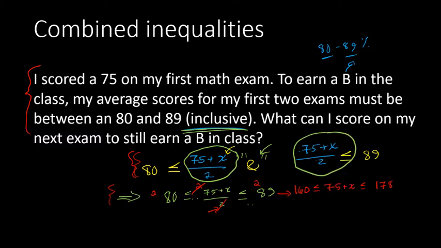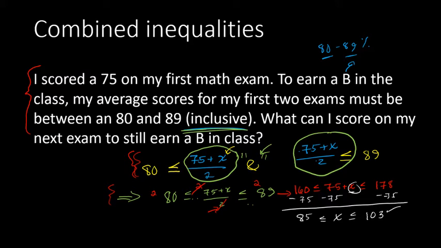So my next step, I want to isolate x. I have x plus 75, so I'm going to subtract 75 from each piece of my inequality. 160 minus 75 gives me what? 85. It's less than or equal to, x is finally isolated. 178 minus 75 is 103.